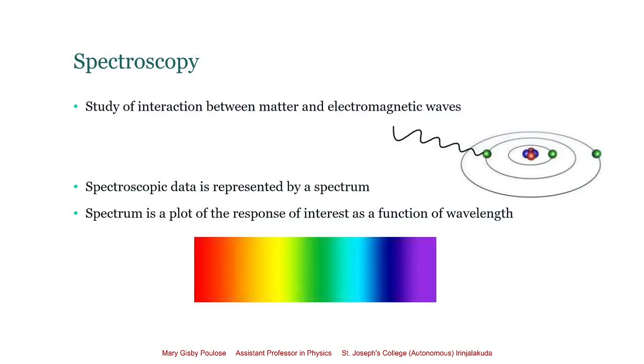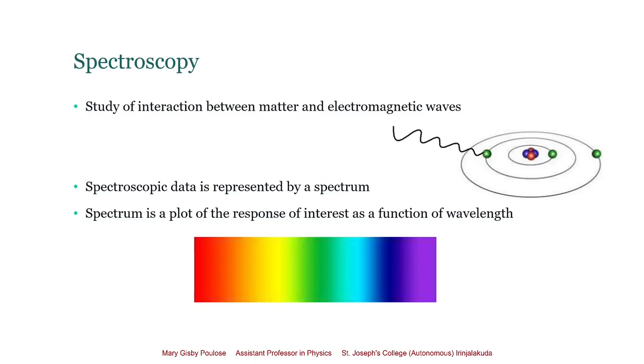Now, spectroscopy can be defined as the study of the interaction between matter and electromagnetic waves. If we want to know about a particular compound, a particular metal, a particular material, we usually radiate it with light or X-rays or microwaves or radio waves, and we study the emerging electromagnetic waves from it. So there will be an interaction between the matter and the waves, and we study what that interaction is. This study is called spectroscopy.